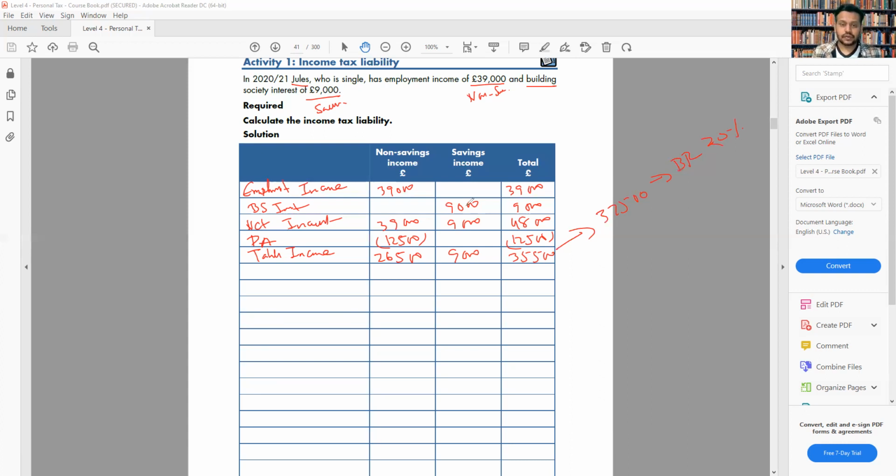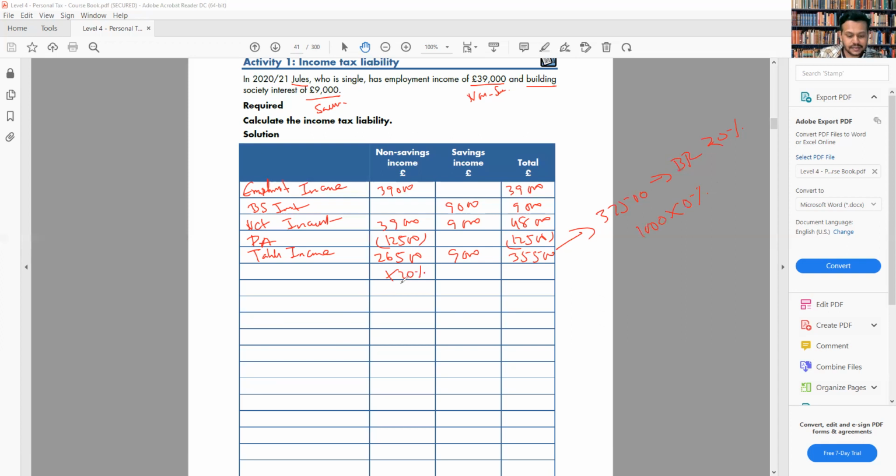And also for the savings income, he will get a £1,000 allowance. So for the first 1,000, the tax rate will be 0%. So we understand that. Now let's calculate the tax. So we have the non-savings first, that is 26,500. So we do 20% on that.